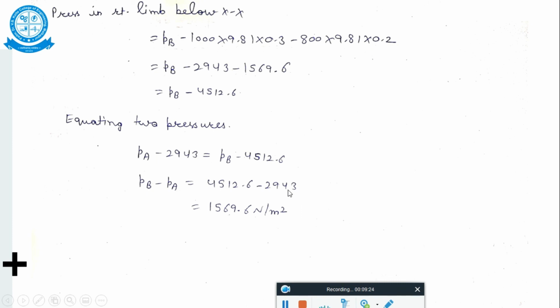Such types of numericals are always asked in the Amravati University examination. So before going to solve this numerical easily, you have to see the derivation: how we can formulate the pressure for the right limb, the pressure for the left limb, and how we equate these equations. Instead of remembering the total formula, we have to move forward step by step and we get the unknown.